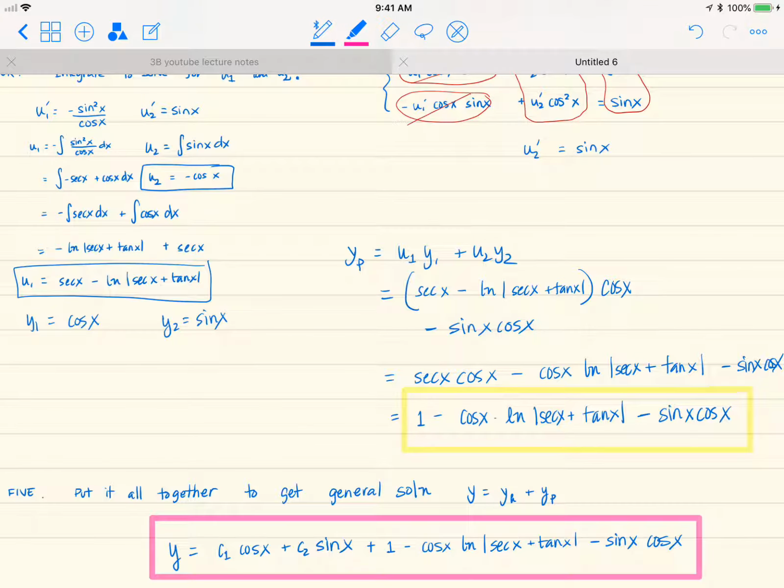I know it's so small you can barely see it, but there you go.